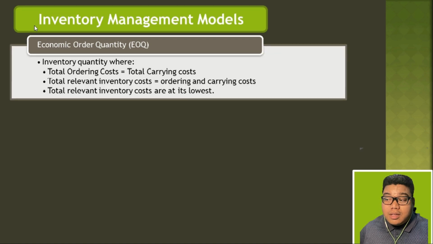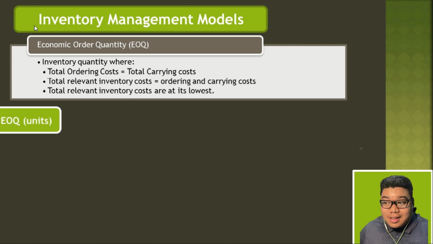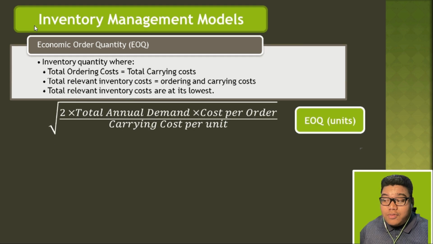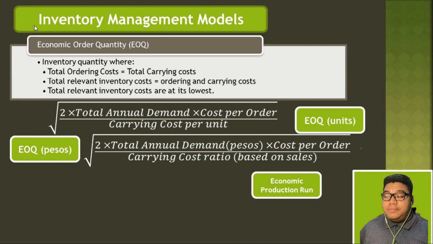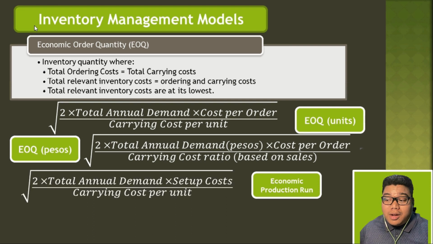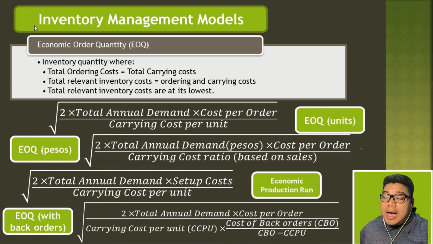Now, economic order quantity is the inventory quantity where total ordering cost would be equal to total carrying cost, and inventory cost would be at the lowest. So EOQ in units would be this formula. EOQ in pesos would be this amount. And then economic production run, if you are manufacturing the products, would be this one. The consideration would be the setup and the carrying cost. While EOQ, if we have back orders, would be this one.